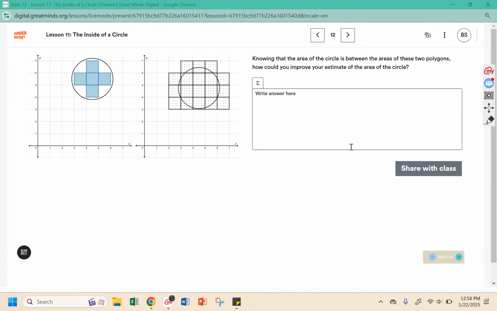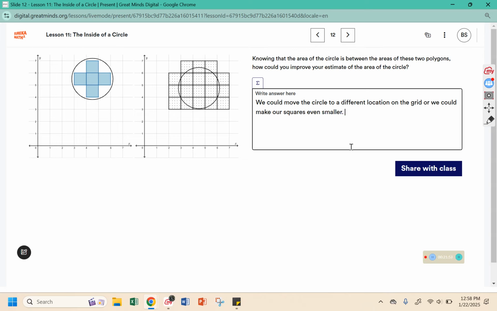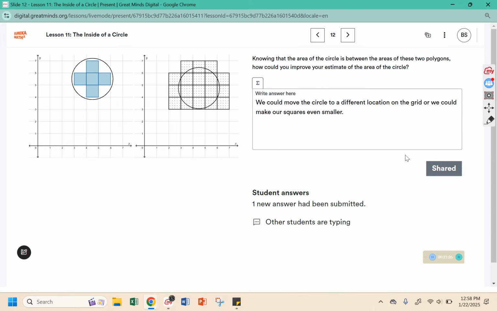Knowing that the area of the circle is between the areas of these two polygons, how could you improve your estimate of the area of the circle? We could move the circle to a different location on the grid, or we could make our squares even smaller. Like we saw when we shrunk the size to a quarter, we were able to get an estimate that might be closer to our actual area of the circle.